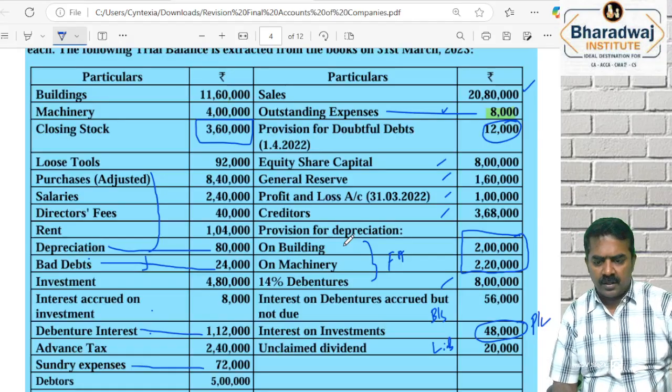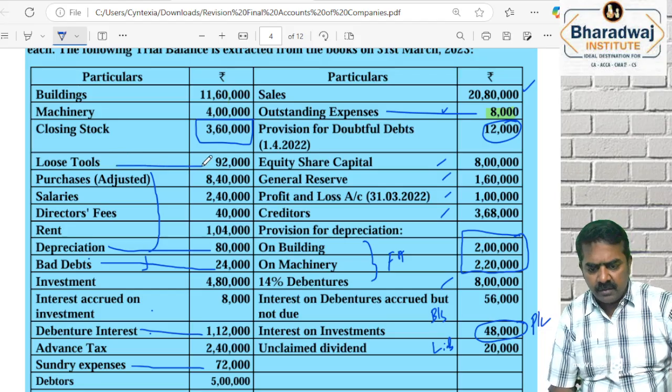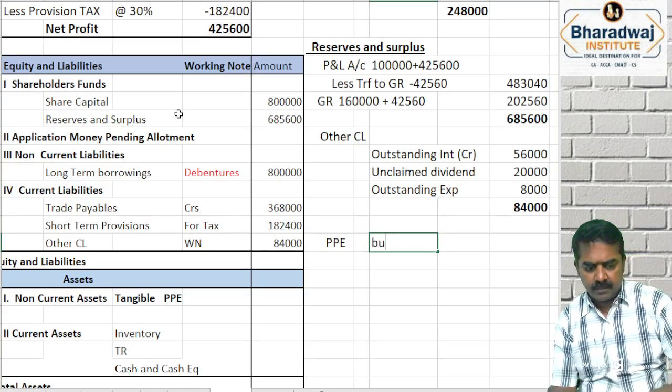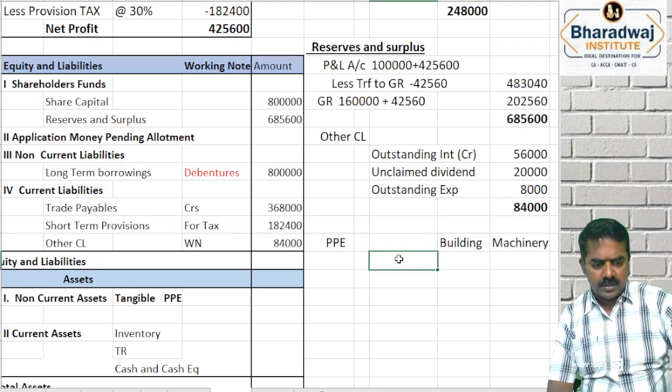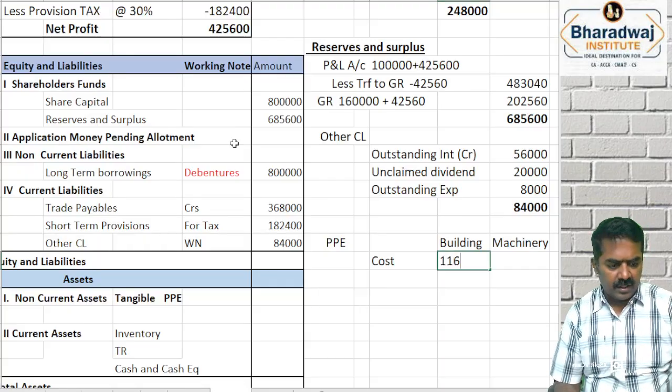Plant, property, equipment, we have loose tools. Loose tools can be included in inventory also. Alternatively, you can include them in inventory, no problem. Buildings and machinery. Cost is given in the trial balance. On the debit side they have given the cost: 11,60,000. The other one 4 lakhs.